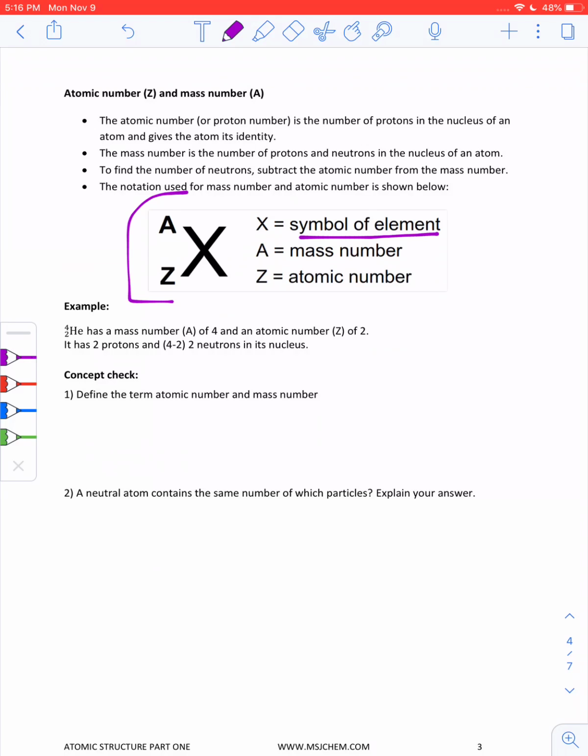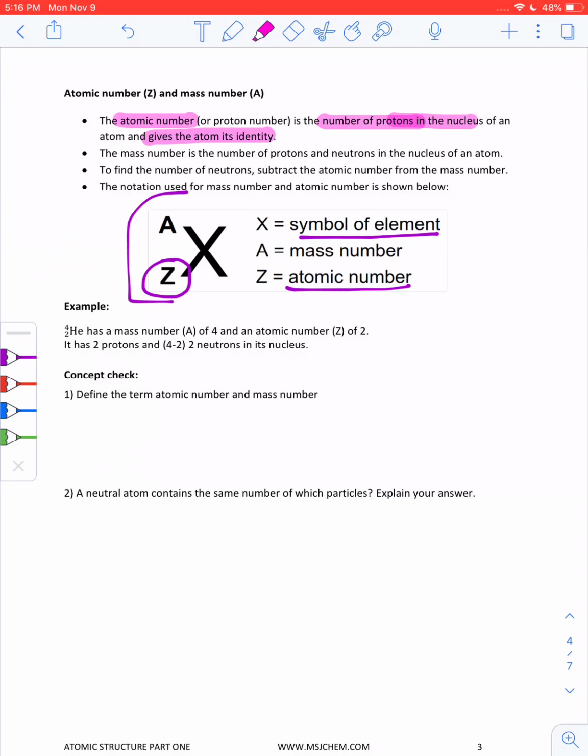The other thing we need to know is this A and this Z. So they kind of have it backwards, okay? Because Z down here in the bottom left corner, Z is actually the atomic number, okay? Which, if you look up here, the atomic number is the number of protons in the nucleus, okay? And this is very, very important because this gives the atom its identity.